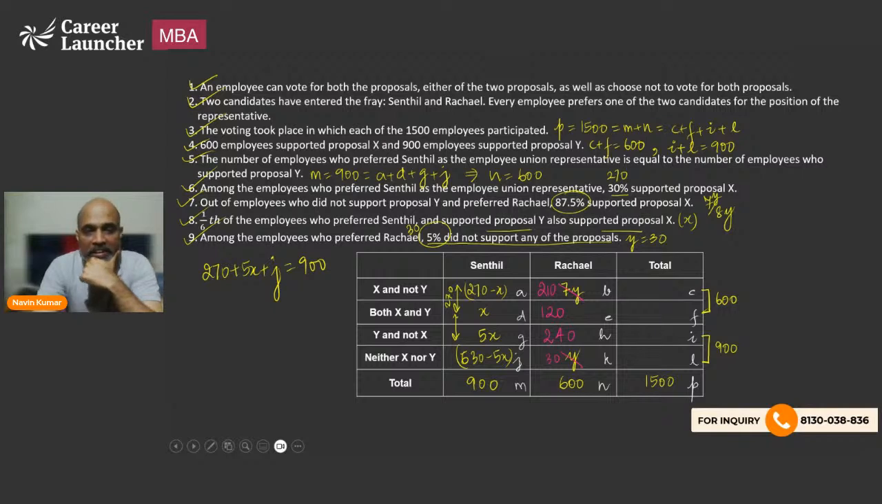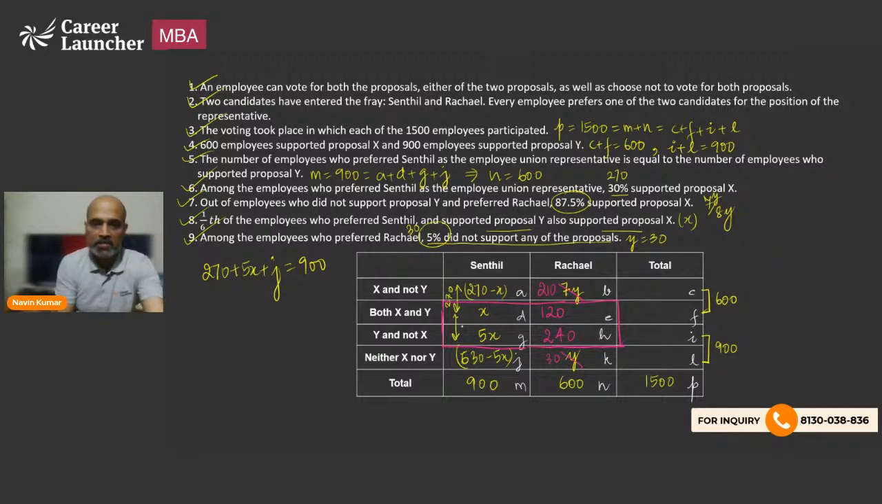600 employees supported proposal X and 900 people supported proposal Y. This is fine. The number of employees who preferred Senthil as the employee union representative is equal to the number of employees who supported proposal Y. This is also fine. Oh, okay. This should be also, this should be also 600, right?